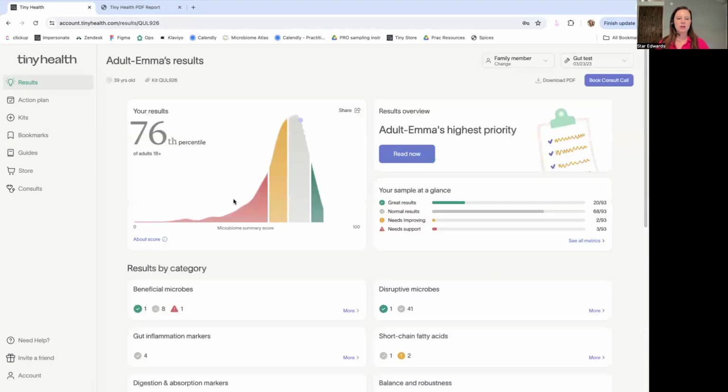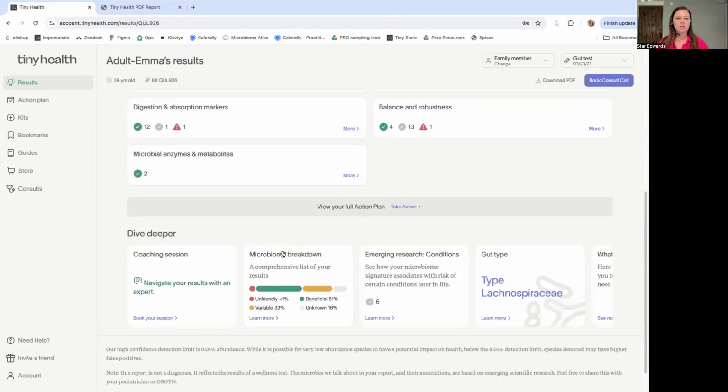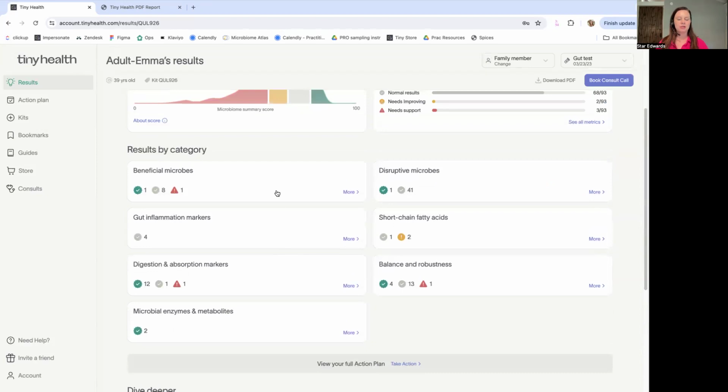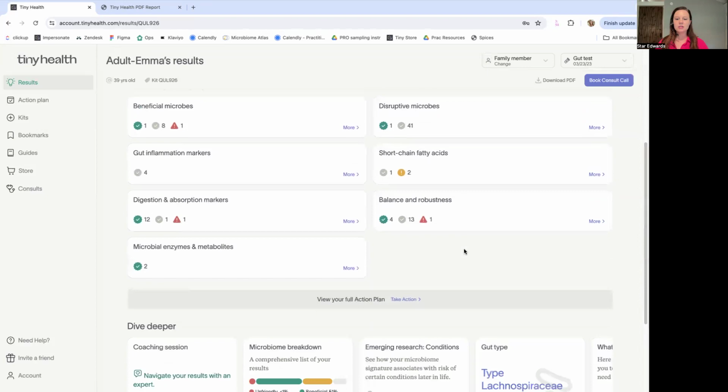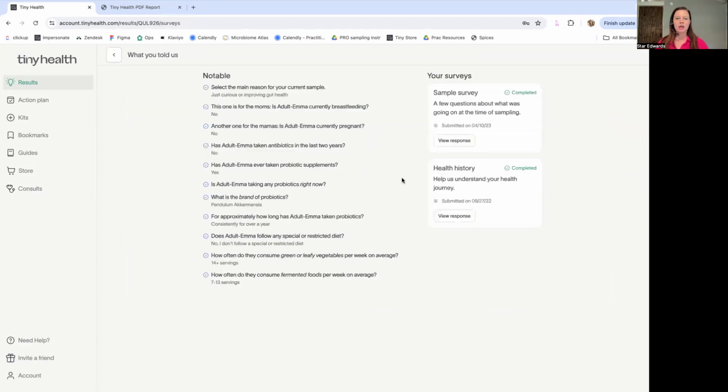Now, that's a lot of microbes, and that can be a little bit overwhelming. So we have broken these down into meaningful categories like beneficial microbes and disruptive microbes. Something else I want to point out is the patient survey. This is information that the patient provided, and we can pull this information into the recommendations and the action plan.